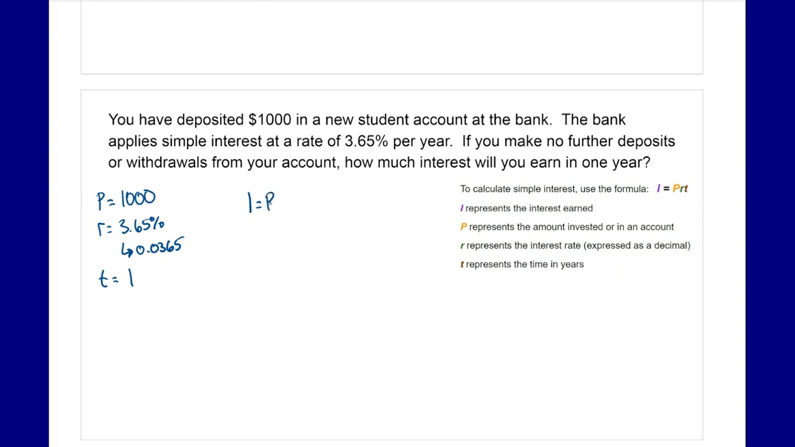So I equals PRT. I equals the principal 1,000 times 0.0365 times 1, and we get an interest amount of $36.50. So that means at the end of 1 year, you would have earned $36.50, which isn't that bad, right? For not doing anything, just earning free money.